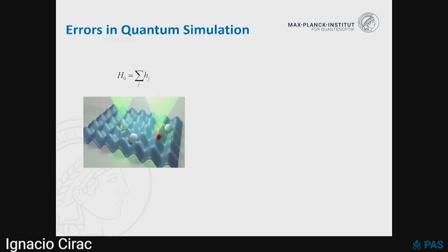Now I want to go to the last part of my talk, and talk about errors in quantum simulation. There was a lot of discussion about that, so I want to see how errors affect quantum simulation. The important thing is that in quantum simulation, the errors are extensive. If you have atoms in optical lattices, then on each lattice site there will be an error, so the total number of errors will be proportional to N. Or, let's say, the error Hamiltonian that you have there is proportional to something small, epsilon times N, because there are N terms.